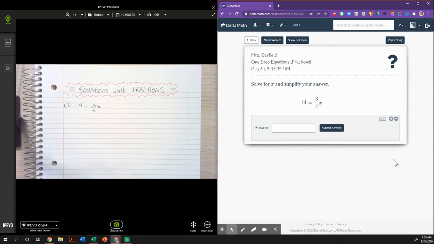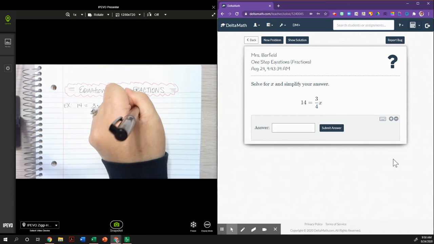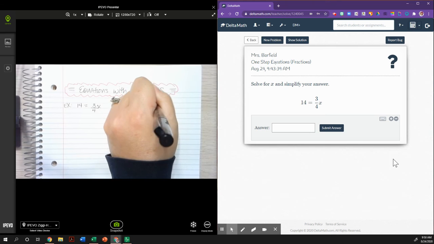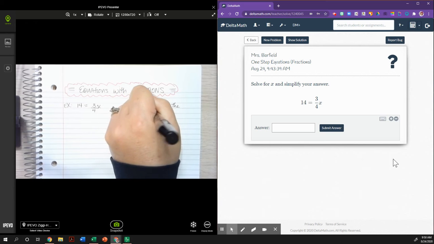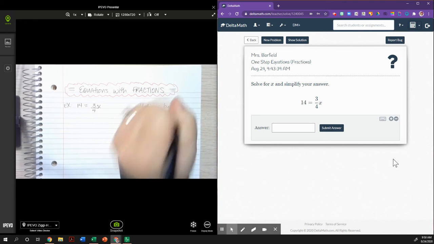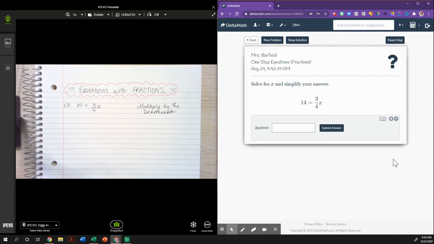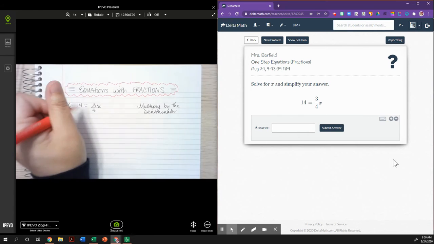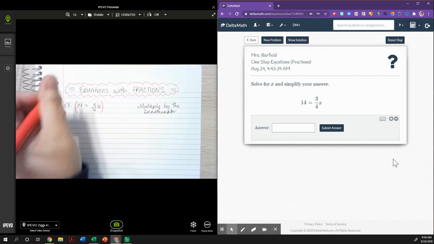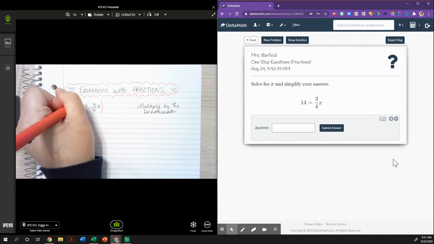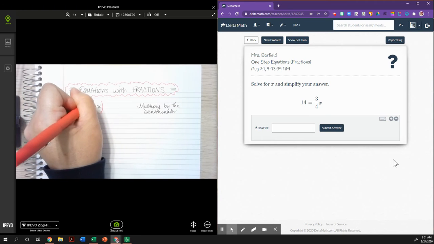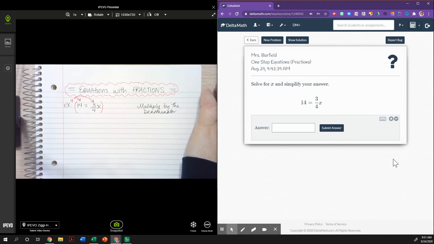So when I see equations that have fractions in them, my goal is to get rid of the fractions. And I get rid of the fraction by multiplying by the denominator. I multiply the entire equation by the denominator. It looks almost like the distributive property. So if I were to put parentheses around my entire equation and multiply by that denominator, that means I'm going to multiply 4 times 14, and I'm going to multiply 4 times the 3/4 x.